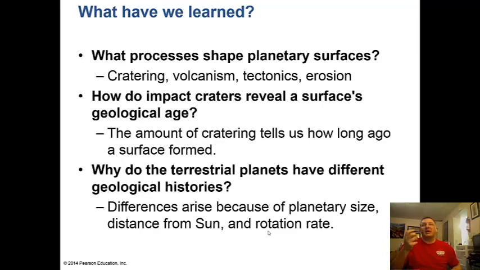So we know that the processes that shape planetary surfaces include cratering, volcanism, tectonics, plate tectonics, and erosion. The impact craters reveal a surface geological age because the amount of cratering tells us how long ago a surface formed. And we know that differences arise because of the planetary size, distance from the sun, and the rotation rate.